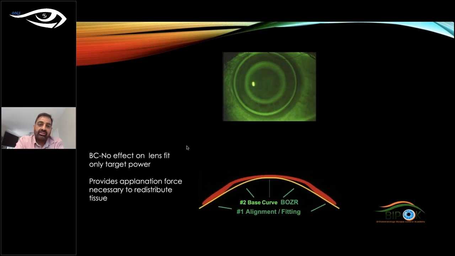The next one is the base curve. Now the base curve, again, if you look at it here, there's not much fluorescein there, but there is. It's hard to see. It's approximately 5 to 8 to 10 microns of tear layer there. Now the base curve itself has no effect on the lens fit, because a lot of people make this mistake. They look at the base curve and assume that, as with traditional RGP lens fitting, yes, base curve method. Here, the base curve does not affect the fit itself. It provides a applanation force necessary to distribute the tissue. That's what the base curve is really for.